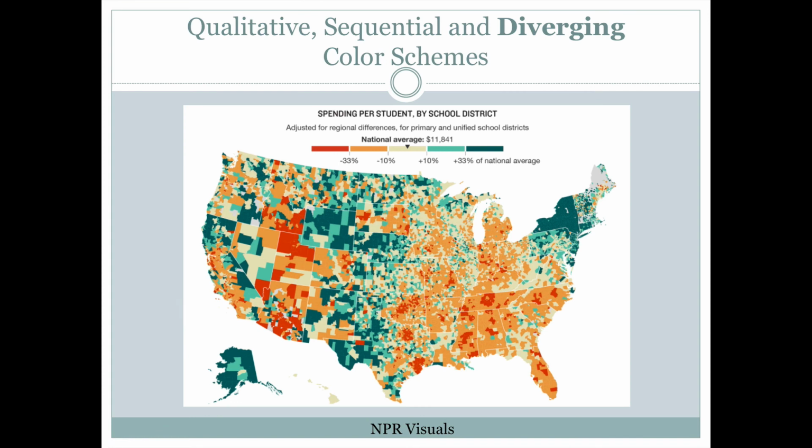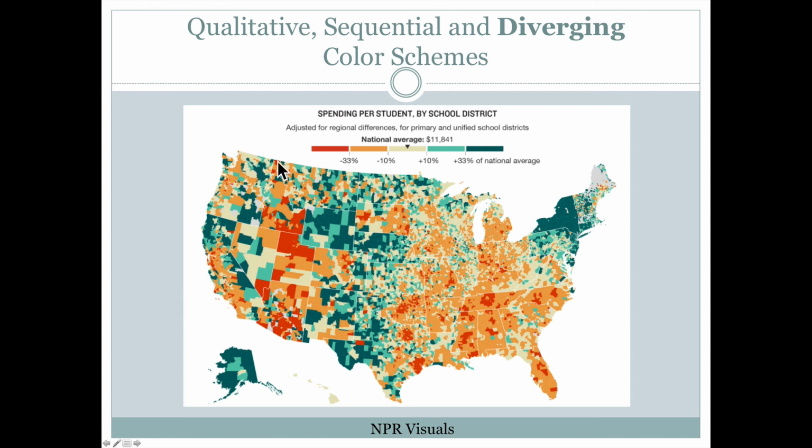And this would be an example of a divergent color scheme. This is from NPR, and it's showing how much different school districts spend per student. And so once again, we're able to see some real regional trends here. Like New York State is all very high, but then we're also able to see some very local trends as we go from more affluent school districts to less affluent school districts.